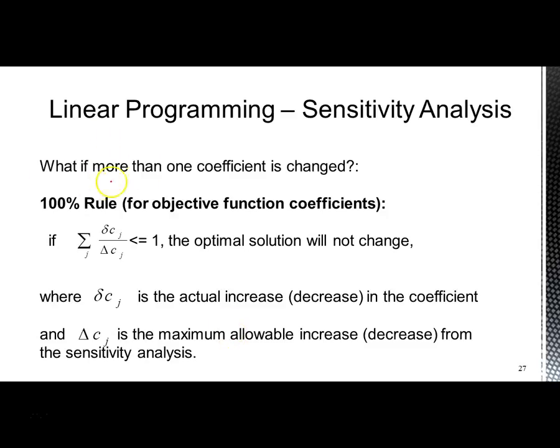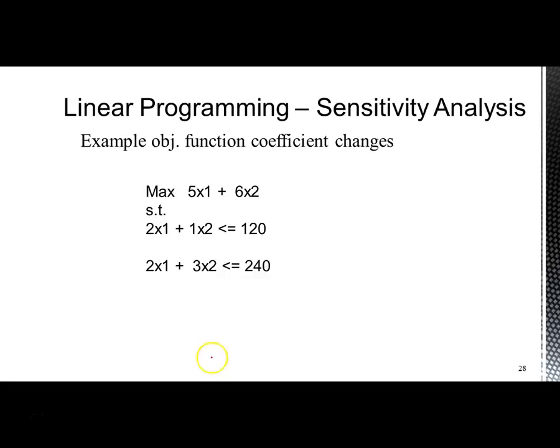Now, what if more than one coefficient is changed? That means the 100% rule for objective function coefficients. If the sum of the coefficient changes divided by the original coefficient changes is less than or equal to 1, then the optimum solution will not change. Where del C is the actual increase or decrease, and the denominator is the maximum allowable increase or decrease on the sensitivity analysis. Let's do another problem.